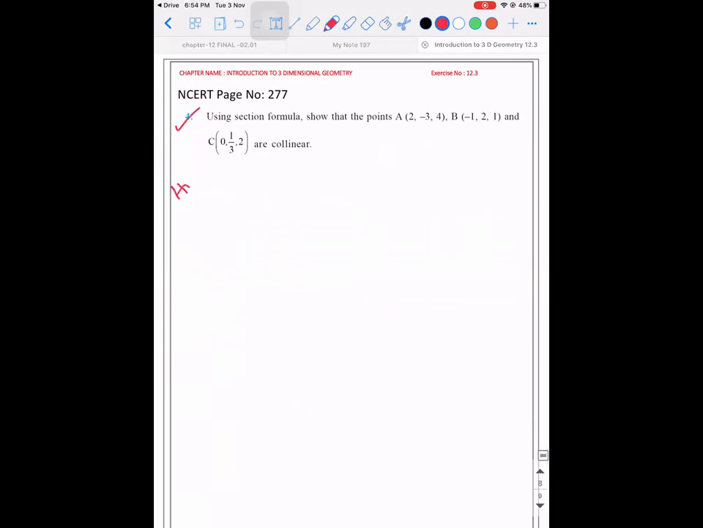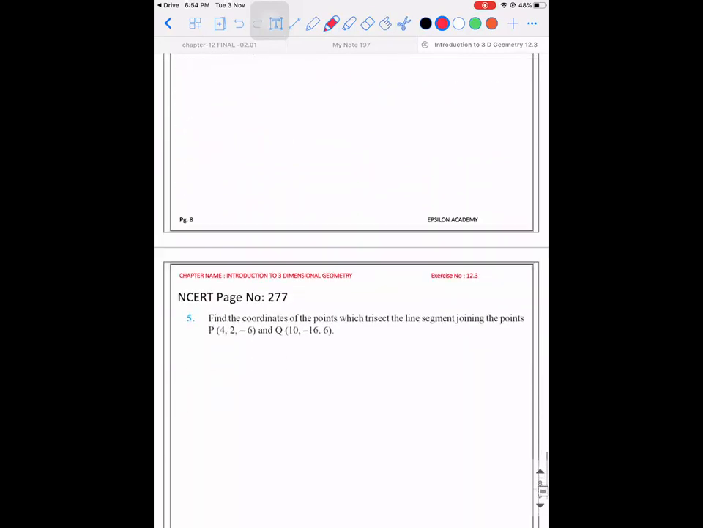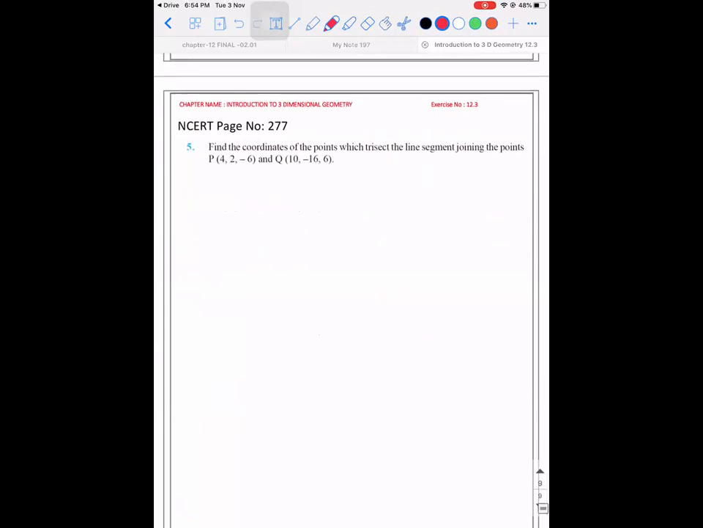So the fourth one is homework. I think every problem is similar. Fifth one, find the coordinates of the points which trisect the line segment. This one I will do, and I'll tell you what is the common mistake that happens. So (4, 2, -6) and (10, -16, 6). This is P and this is Q. What do you mean by find the coordinates of the points? It is not a point. Points which trisect. What do you mean by trisect, guys?